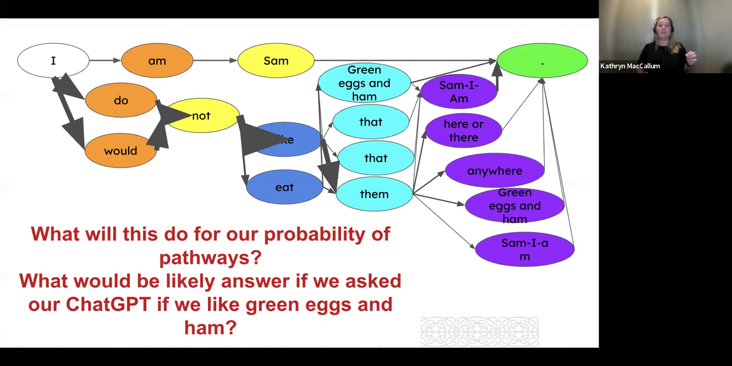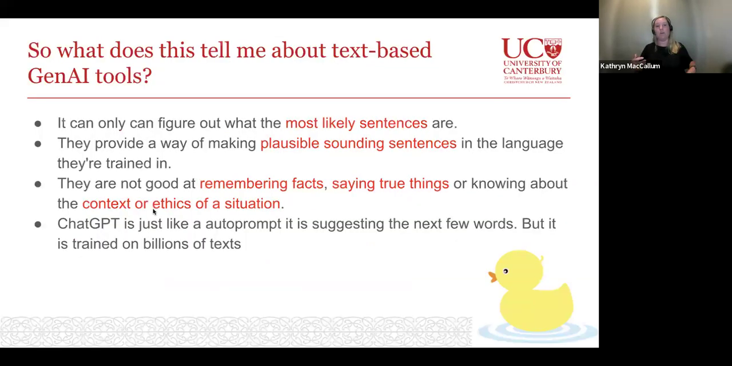So this is the fundamental thing to think about when we're talking about large language models. The fundamental thing is that they're built on the likelihood of those word associations, and that's the highest probability of one word following another.